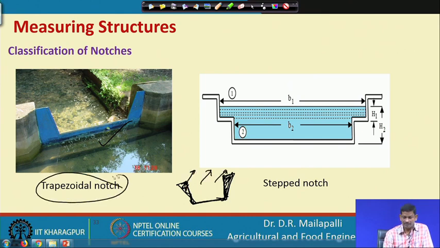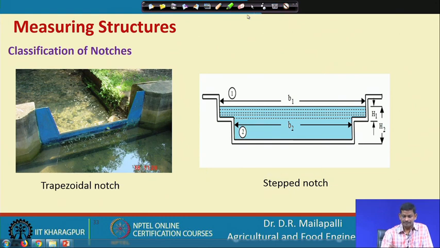So, this is a trapezoidal notch, and the step notch, if you have a flow rate which is varying too much in the flow streams, can help even to measure the lower discharges and higher discharges in the same notch.